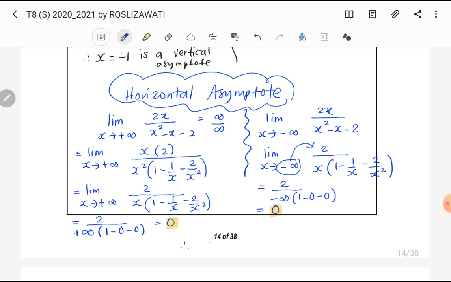And as the conclusion, we can say that the horizontal asymptote is y equal to 0. Sebab kita dapat satu sahaja number. Boleh?